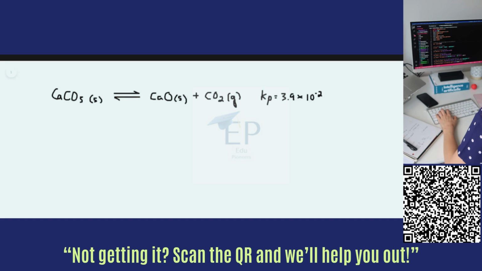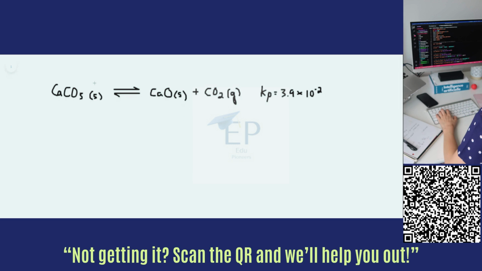This question says that a sample of CaCO3 solid is introduced into a sealed container of volume 0.654 liters and heated to 1000 Kelvin until equilibrium is reached. The Kp, or the equilibrium constant with respect to pressure for the reaction, is 3.9 times 10 to the negative 2 at this temperature, and it asks us to calculate the mass of CaO that is present in equilibrium. And so here's the reaction. CaCO3 decomposes to CaO and CO2 gas.